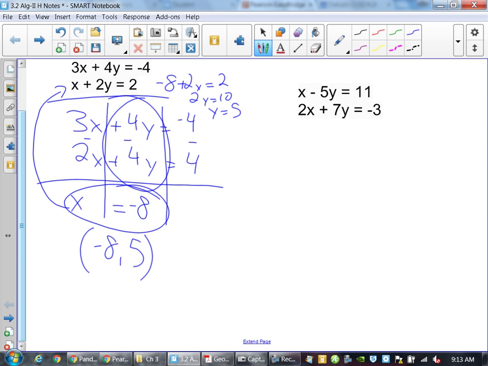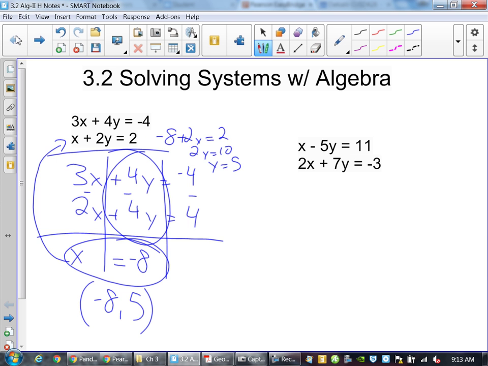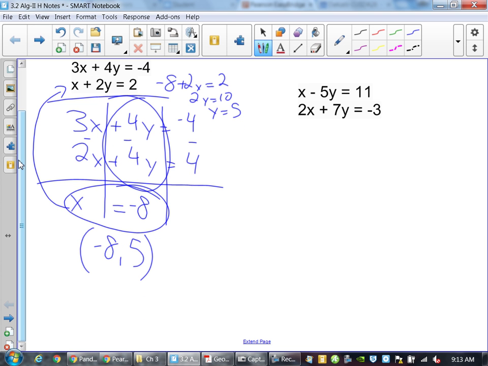Same thing on the other one. Oh, I'm not going to bother. Let me find a trickier one. Oh, were you still writing that down? I'm sorry. Were you okay?